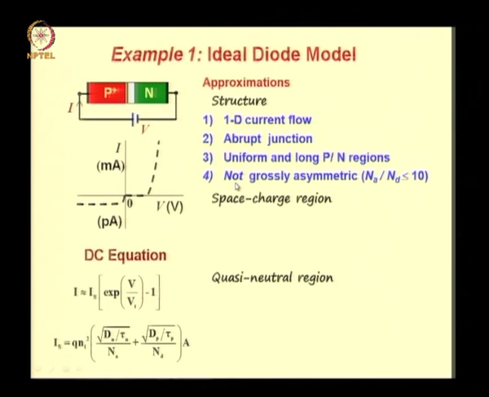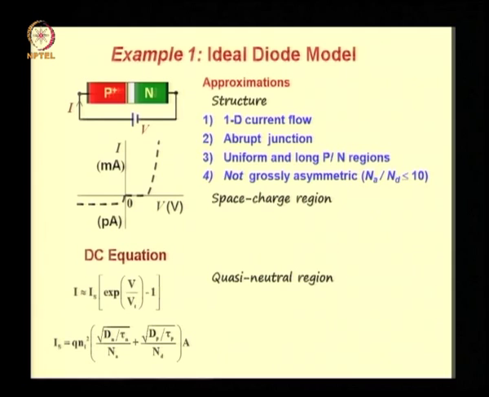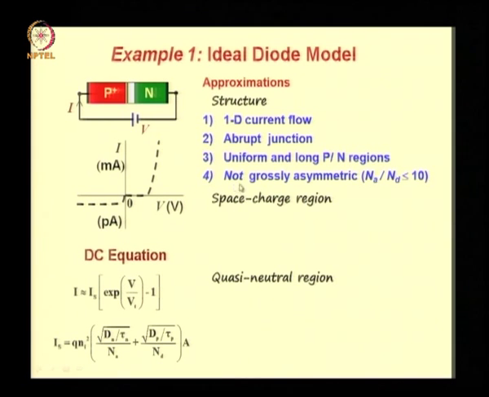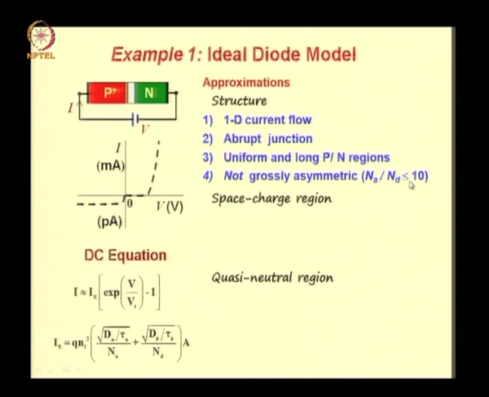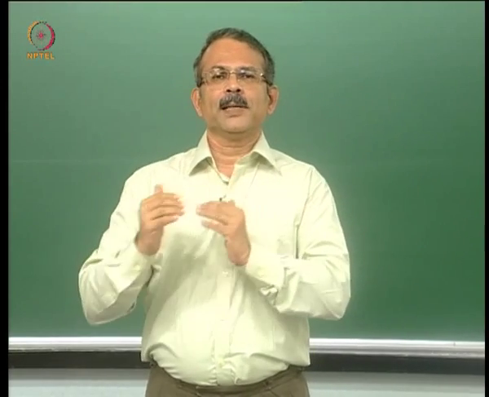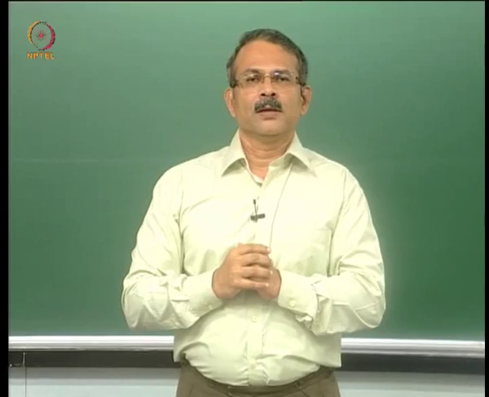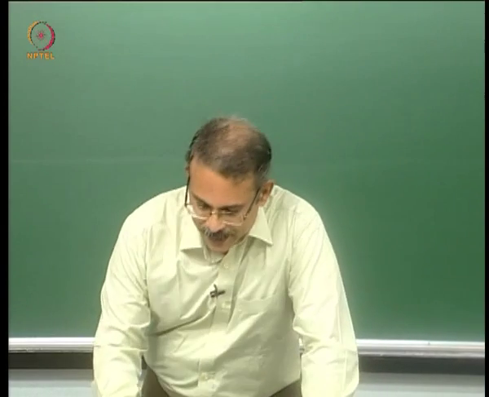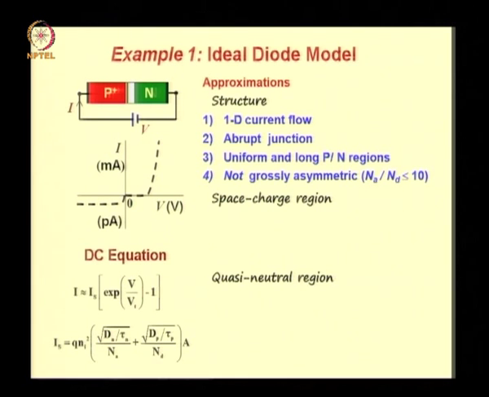Another approximation related to the structure is related to the doping. So, the junction is not grossly asymmetric. In other words, Na by Nd is less than or equal to 10. So, the doping on one side of the junction should not be too high as compared to the other side, okay, factor of 10 being the kind of rough limit. So, the ideal diode model is valid only under these structural restrictions.